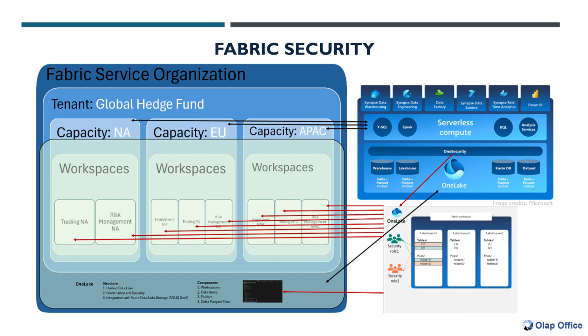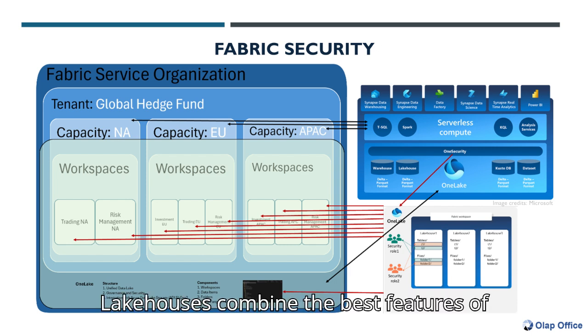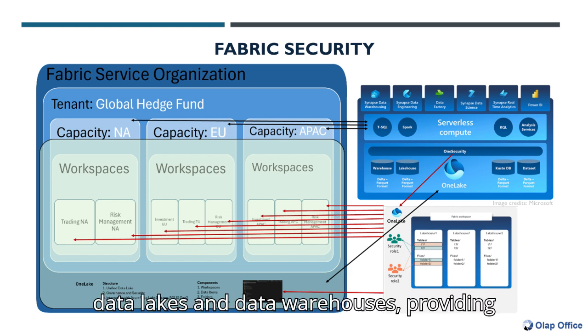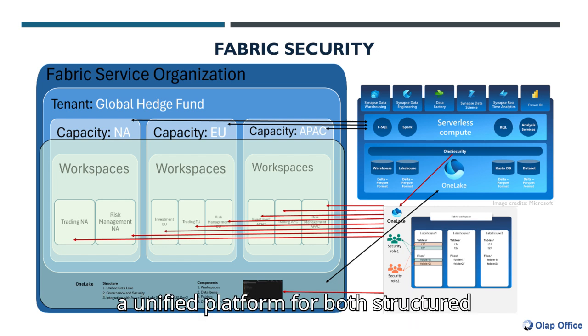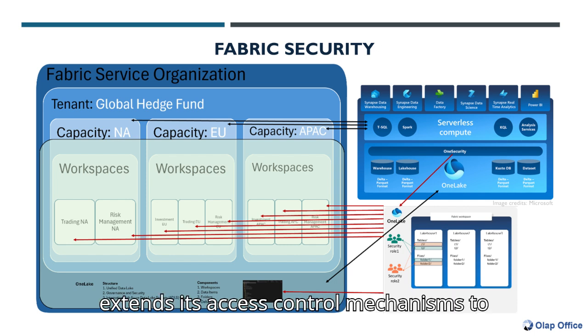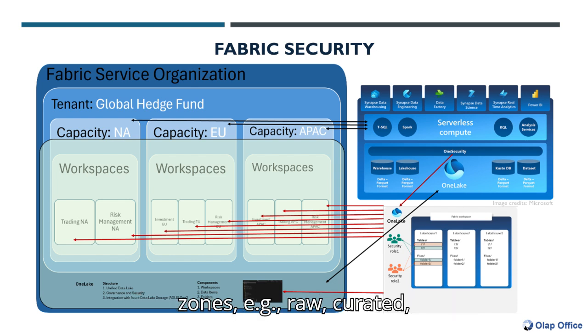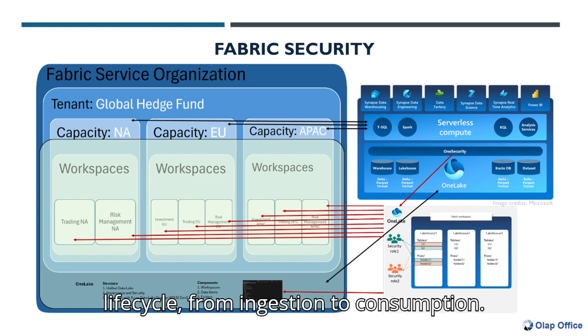Third, lakehouses. Lakehouses combine the best features of data lakes and data warehouses, providing a unified platform for both structured and unstructured data. OneSecurity extends its access control mechanisms to lakehouses, allowing administrators to define access policies for different data zones, e.g., raw, curated, and trusted zones. This ensures that data is protected throughout its lifecycle, from ingestion to consumption.